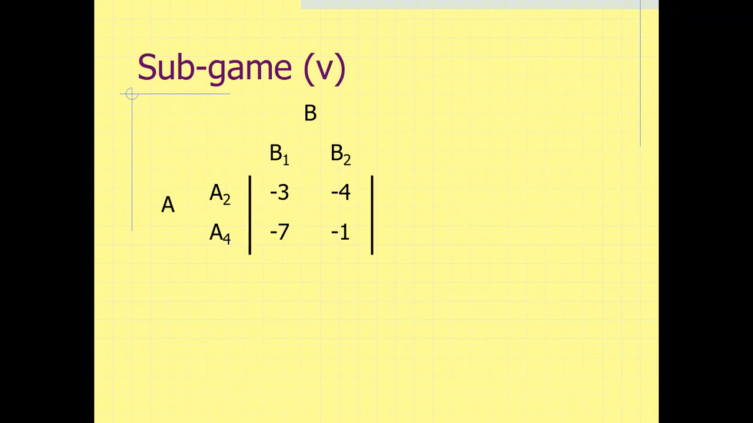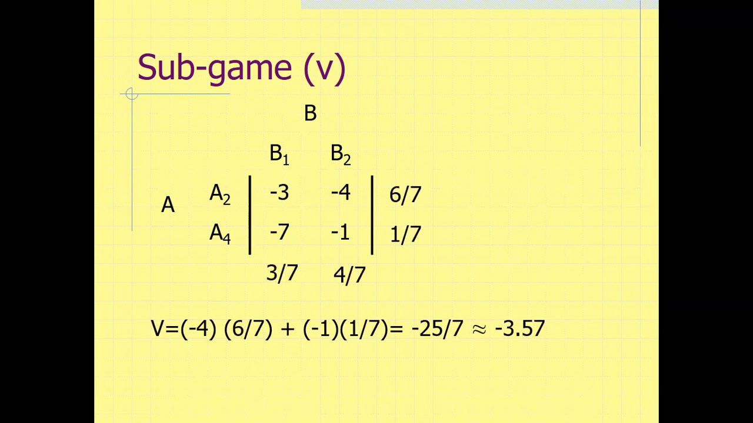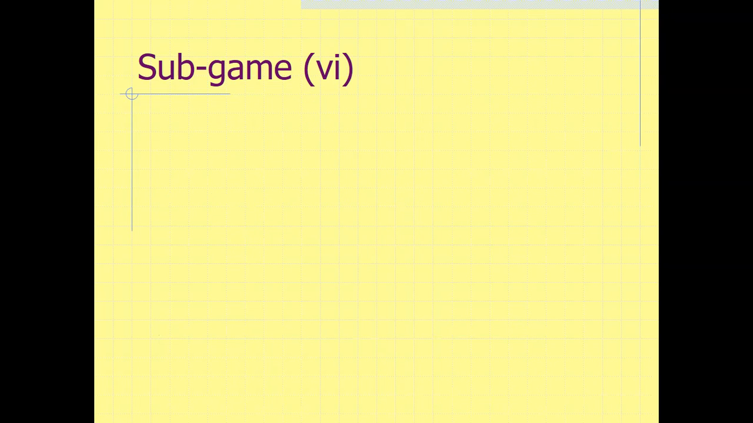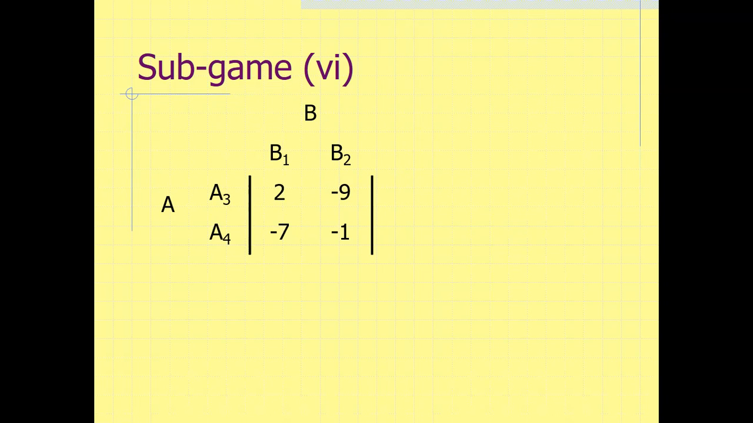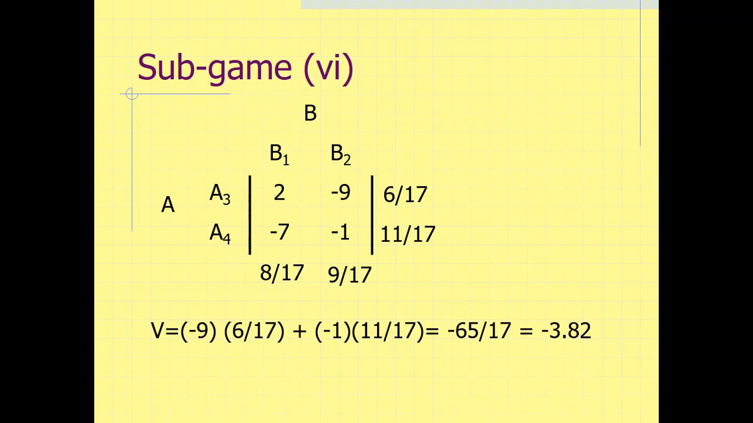Solving the fifth subgame, there is no saddle point in it and the mixed strategies are calculated as this. Now the sixth subgame with A3, A4, again there is no saddle point in it and the mixed strategies are calculated as given here. If we look at the values of all the 6 subgames, we find that all of them are negative. That is, player B wins and player A loses in all 6 subgames.